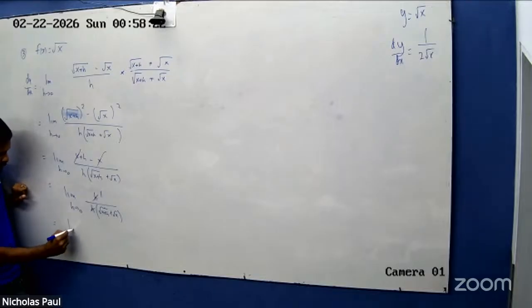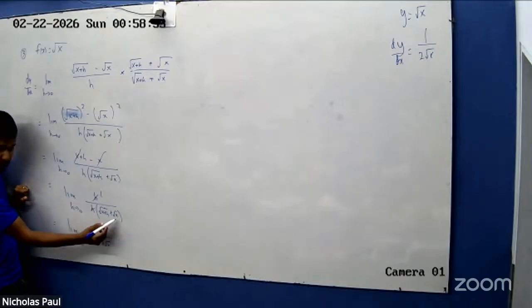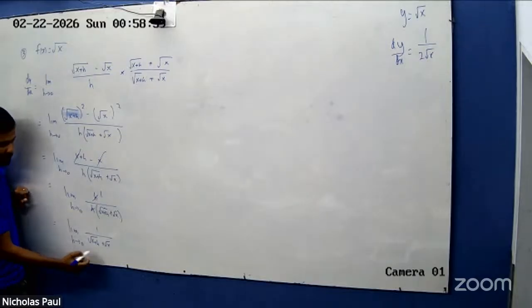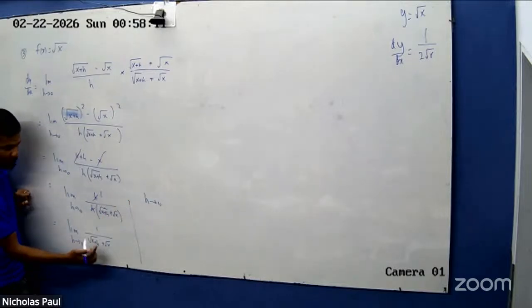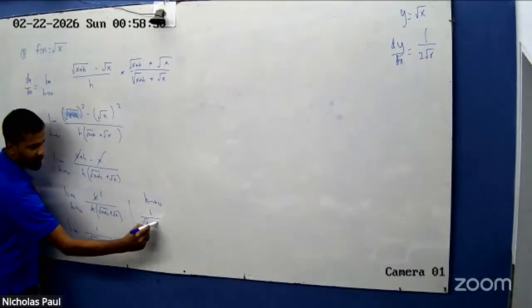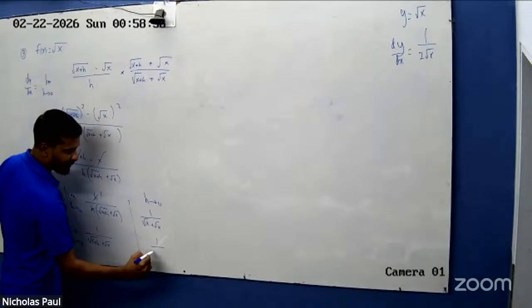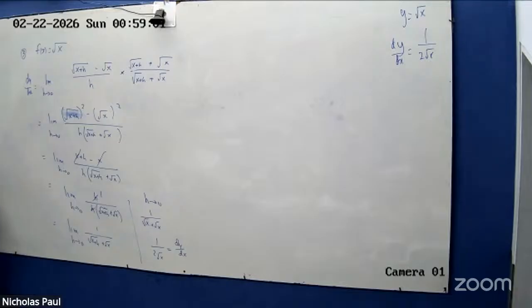So you'll be left with the limit as h approaches 0 of 1 over root x plus h plus root x. Don't multiply it out, leave the h on the outside. Now, when you reach here, what's the last step? As h approaches 0, this becomes 0, so you're going to get 1 over root x plus root x, which is 1 over 2 root x. That's okay?